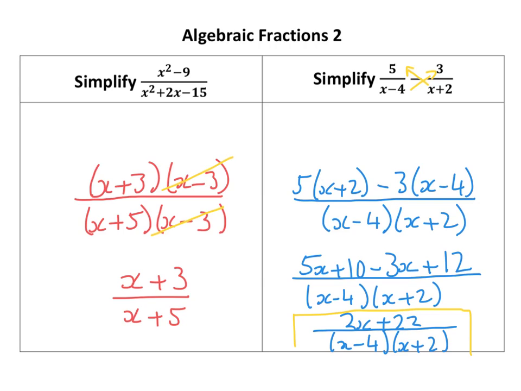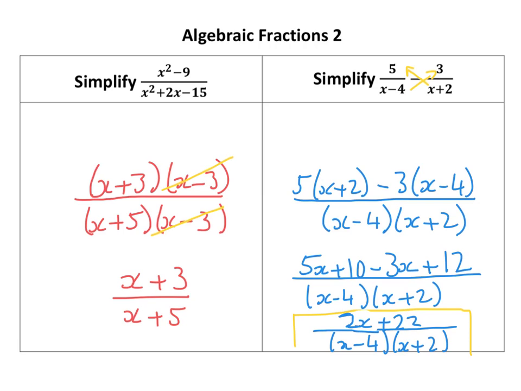Okay, now that is marginally simpler, isn't it? But ultimately that's what they're asking you to do. So there you go. Right, and excuse the x on the bottom bit. In fact, I might even rub that out and do that again. We've got 2x, okay, plus 22.